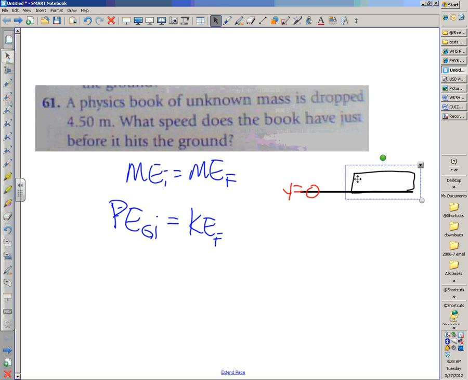But the one thing that makes this problem different here is the formula for gravitational potential energy. Gravitational potential energy depends on 3 things: the mass of the object, the acceleration of gravity, and the height from the reference point. On the other side, we just discussed earlier, kinetic energy depends on 2 things: the mass of the object and its velocity. All right, so start plugging in things we know.